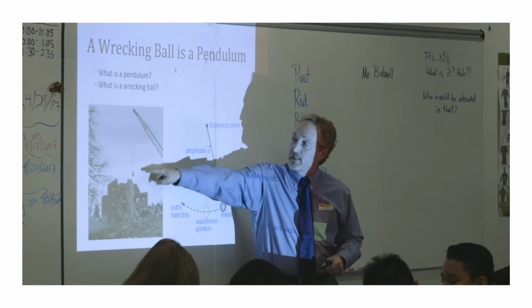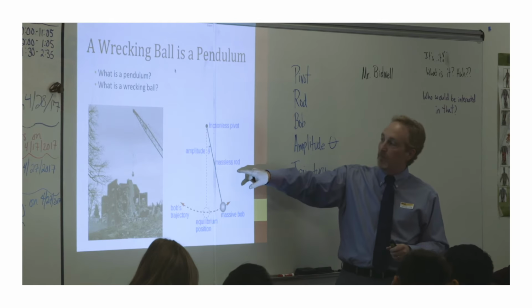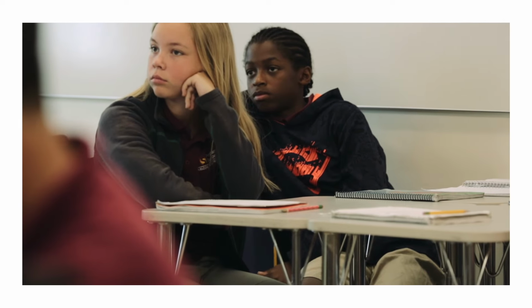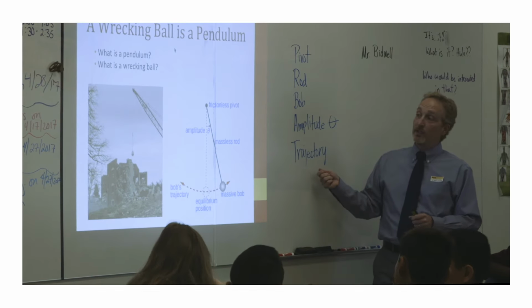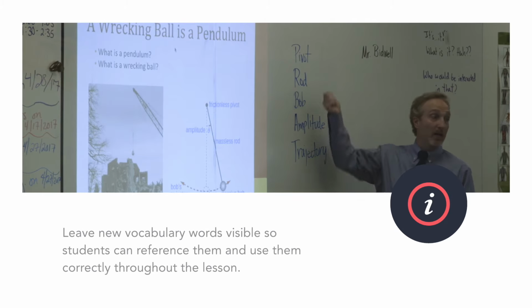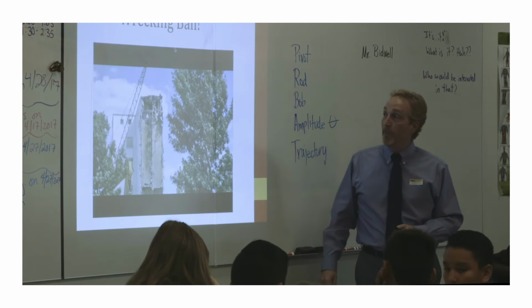And then you can see the chain that's connecting it, which we call the massless rod. Now, obviously, it does have some mass again, but that's okay. We're just talking about it in generalities. Okay, so some vocabulary for today. I'm going to leave it up here so that you can see it and talk about it as you're working with your group. So if you ever have a question, you're not sure what word you should use, you can look up here and take a look at it.